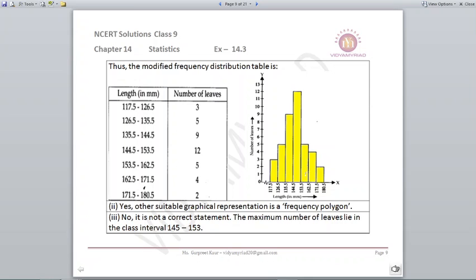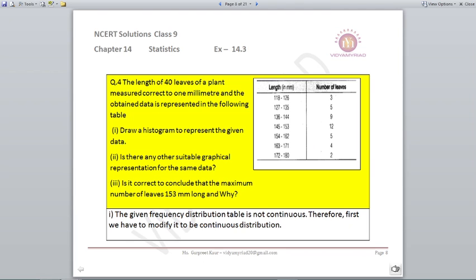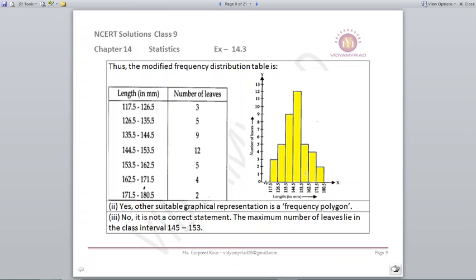Now they are asking whether it is correct to say that the maximum number of leaves is 153 mm long. No, it is not the correct information, because that 153 lies in the class interval of 145 to 153, or we call it 144.5 to 153.5.